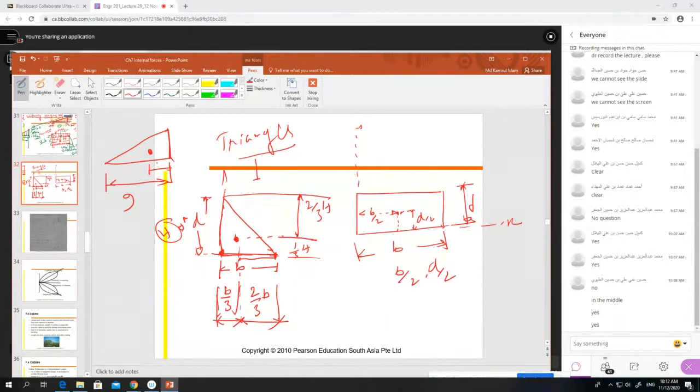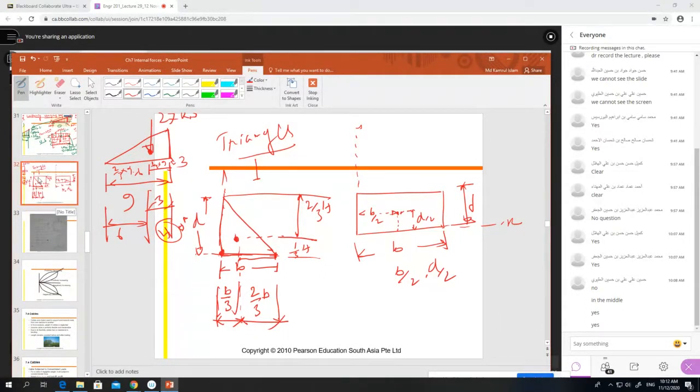So 1/3 into 9 equal to 3, and here is 2/3 of 9 equal to 6. So our center will be working at 6 meter from here and 3 meter from there. Okay, clear now? And our total load will be working actually there, and total load is 27 kilonewton.